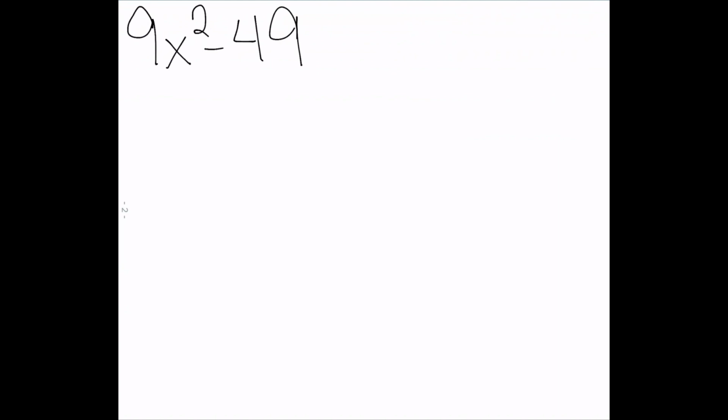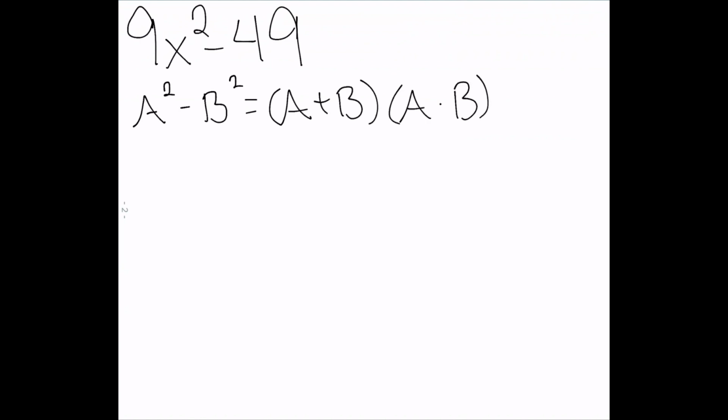9x squared minus 49. This was in our first form, our a squared minus b squared. The formula said a squared minus b squared is a plus b, a minus b. So here, I would have 3x plus 7 and 3x minus 7.